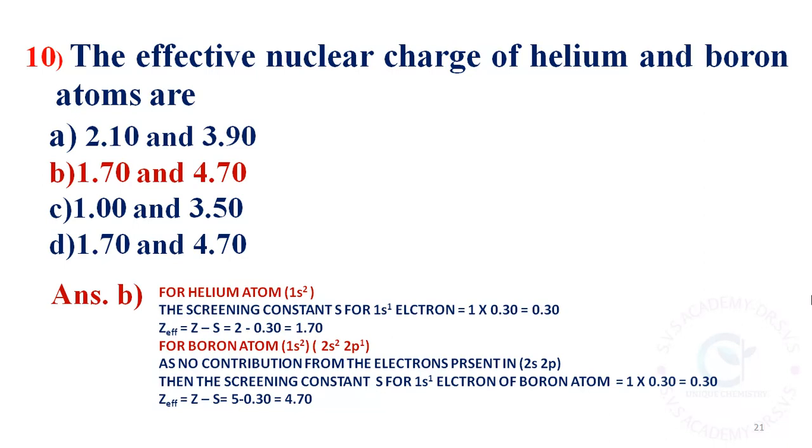For the boron atom, the configuration is 1s2, 2s2, 2p1, and it has no contribution from electrons present in 2s2p. Then the screening constant for the 1s electron of boron is 1 into 0.30, which is 0.30. The effective nuclear charge is Z minus S, that is 5 minus 0.30, which is 4.70. So 1.70 and 4.70 is the correct option for the effective nuclear charge of helium and boron. So option B is the correct option.